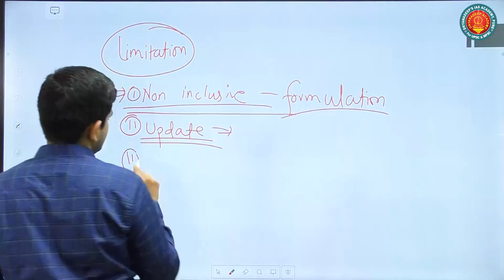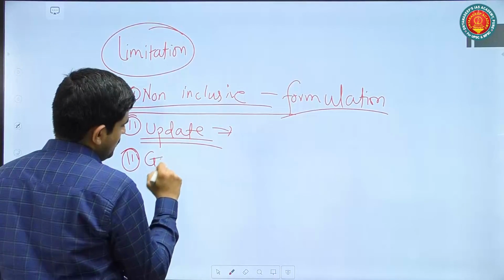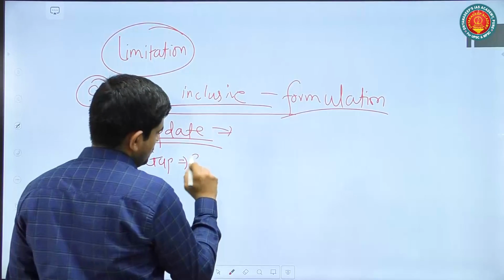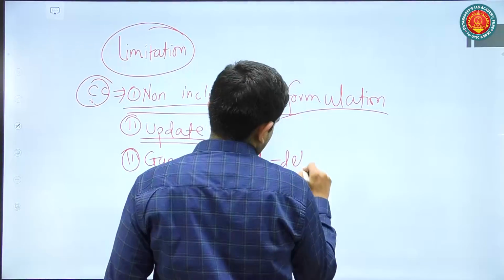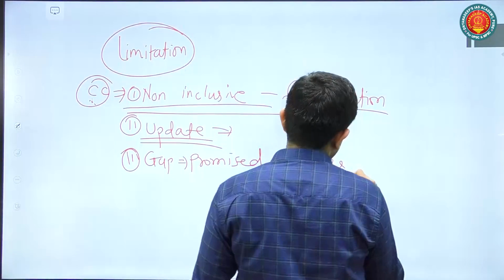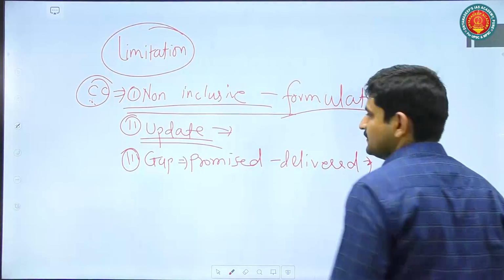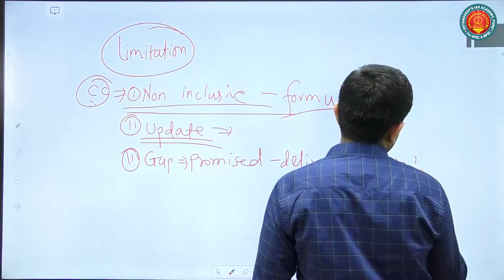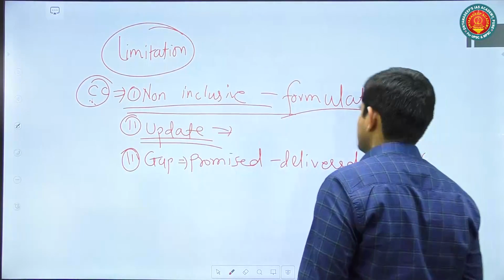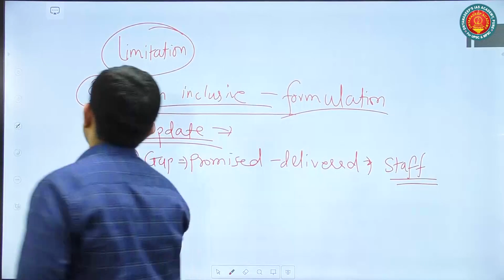Third limitation is with respect to the gap between what is promised and what is actually delivered under quality service delivery. And this is because of mainly reasons that there is lack of government staff which is required to implement the citizen charter. That is the third thing.